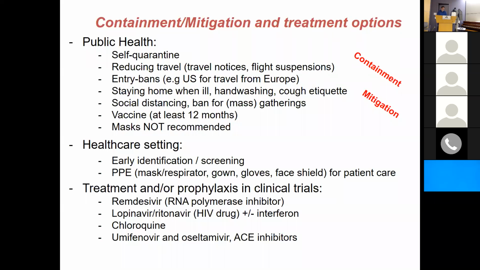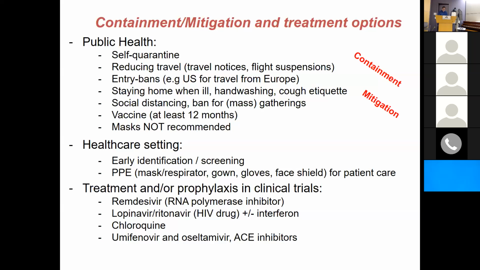Then entry bans, and you probably heard about the US now banning any travel from Europe for the next month. And again, I feel like they are still in denial mode. They are probably as badly hit as Europe. They have uncontrolled community transmission. It's too late to shut down. You have it in your own country. You have to deal with what you have in terms of person-to-person transmission.